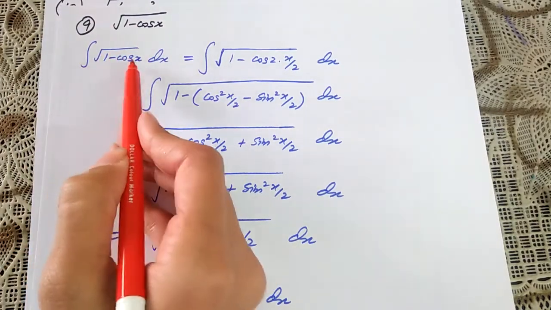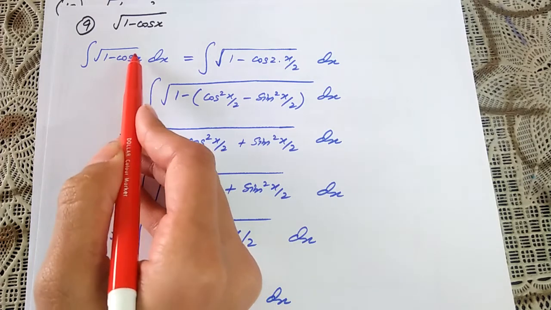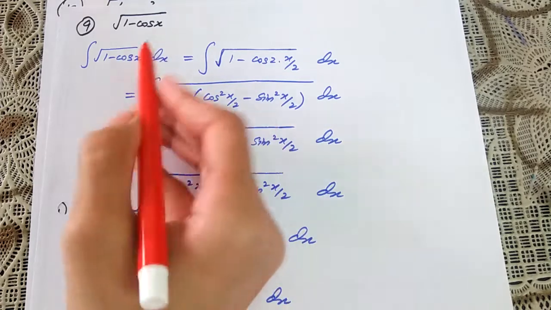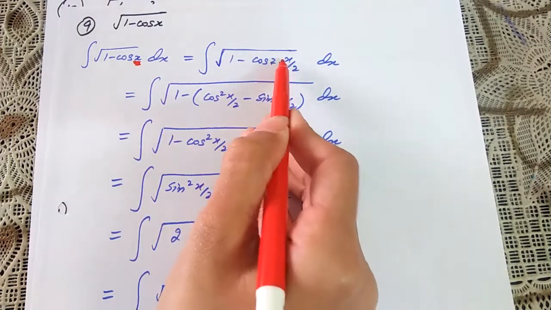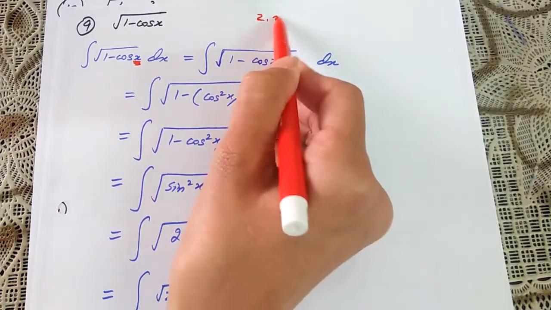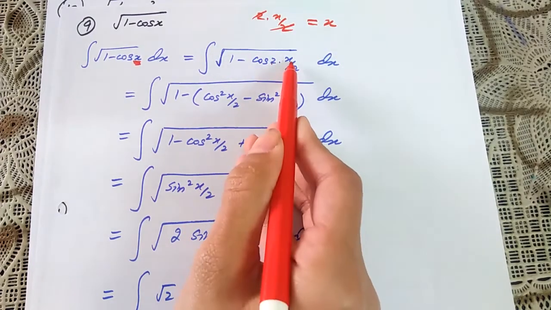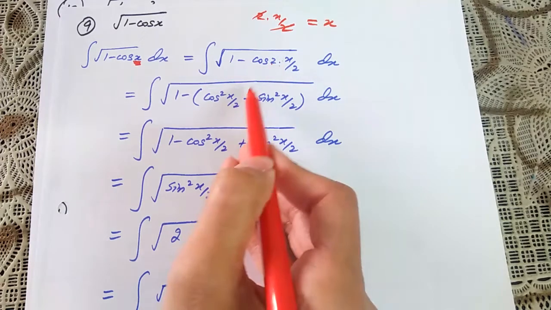Integration of square root of 1 minus cos x. Now we have to break this square root. The method for breaking the square root is, this x can be written as 2 into x by 2, because 2 into x by 2 gets back to x. So just replace it. We can now use the identity here.